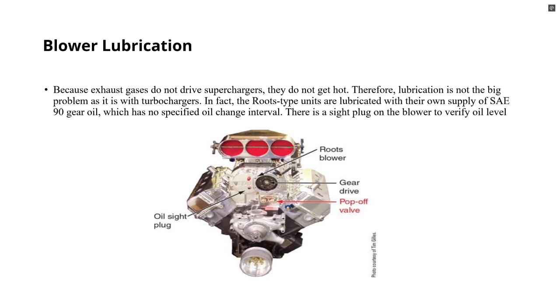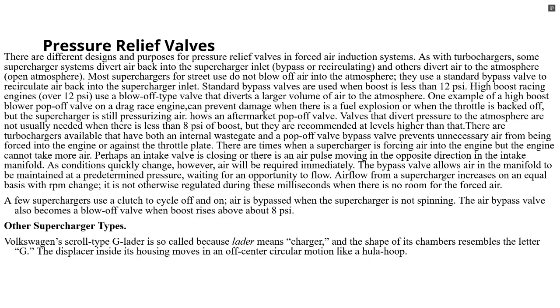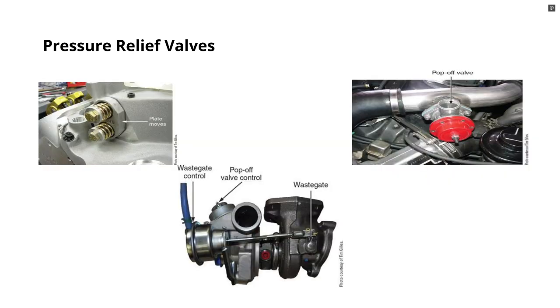Blower lubrication is generally simpler than turbo lubrication because it often uses a separate supply of gear oil and requires minimal maintenance compared to turbos. Pressure relief valves handle excess air pressure in supercharger systems, either recirculating it or venting it based on boost levels. High boost systems may use pop-off valves for additional protection.